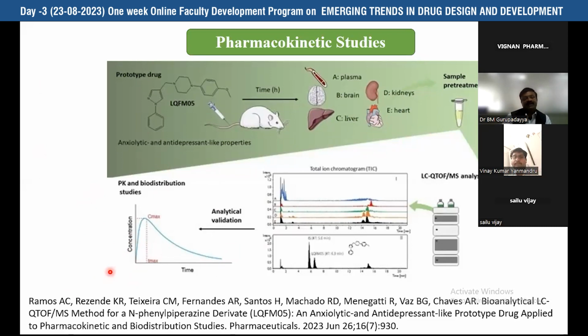When the blood is collected at different time intervals, by knowing the concentration and its half-life period, we can identify the concentration at the different time intervals, maybe 1 hour, 2 hours, 4 hours, 6 hours, 8 hours, 12 hours or 24 hours. This is how the distribution of the drug at different time intervals can be identified by using pharmacokinetic studies. These are all a kind of bioanalytical methods, where we can identify the drug level concentration.